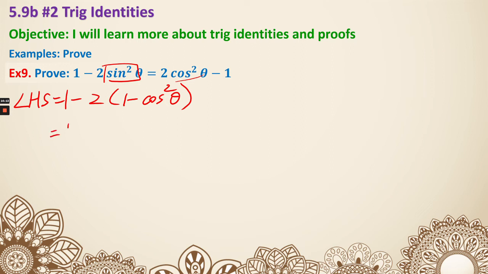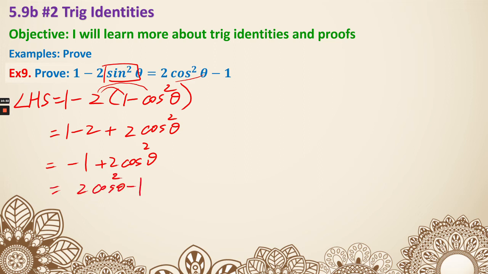Now it's time to distribute. So 1 minus, the 2 times 1 is a 2. The negative 2 times a negative cosine squared is going to be a positive 2 cosine theta squared. 1 minus 2 is a negative 1 plus 2 cosine theta squared. Well, actually, you look at that. I just need to flip the order. So put 2 cosine squared in the front, minus 1. That is my right-hand side.